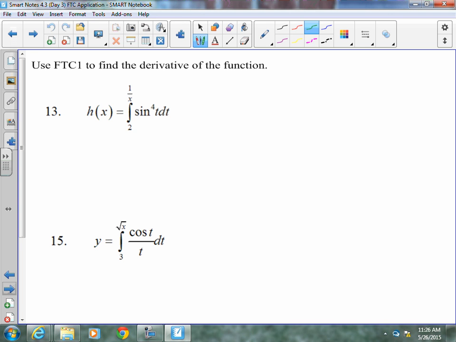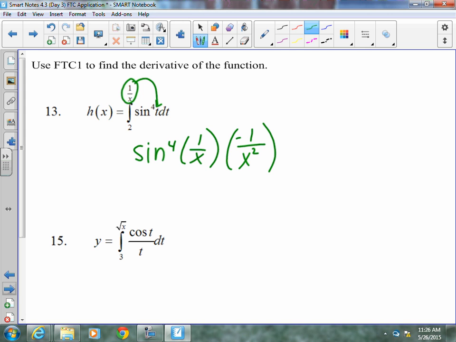We're finding the derivative. Make sure your constant's at the bottom. Plug that in. We would get sine to the 4th of 1 over x. But then we have to multiply by 1 over x's derivative, which is negative 1 over x squared. We end up with negative 1 over x squared times the sine to the 4th of 1 over x as our first derivative.